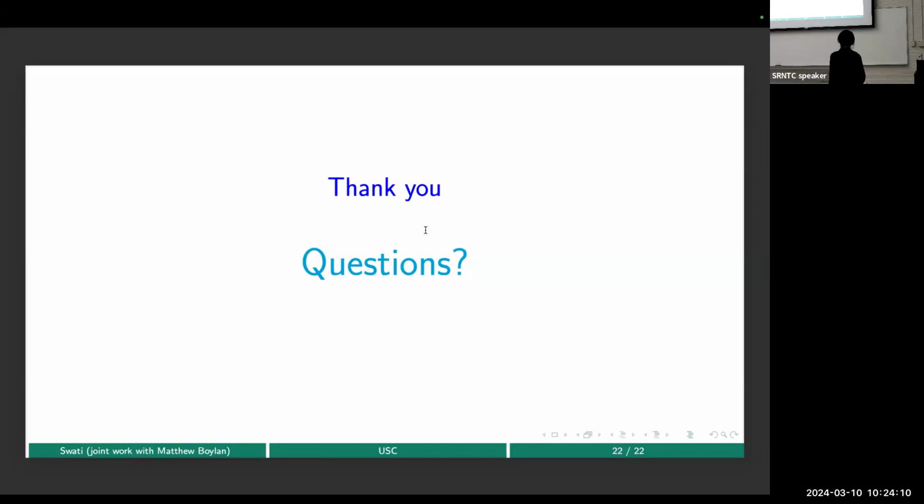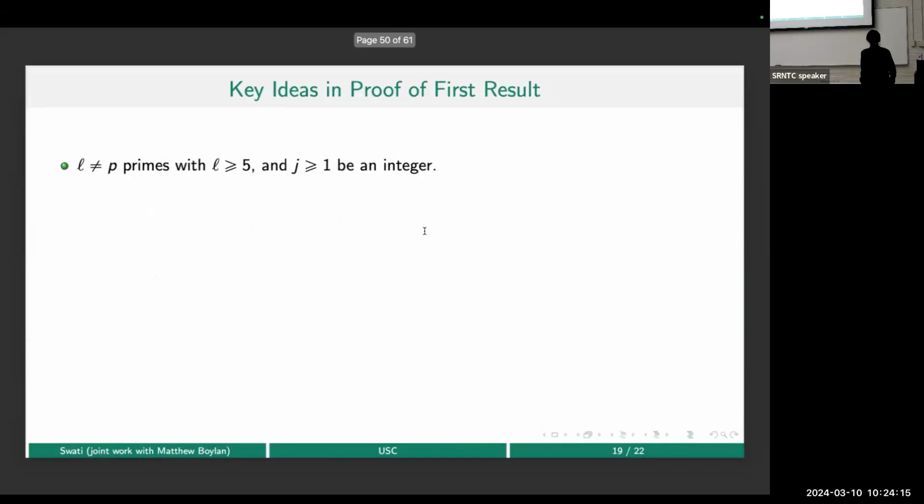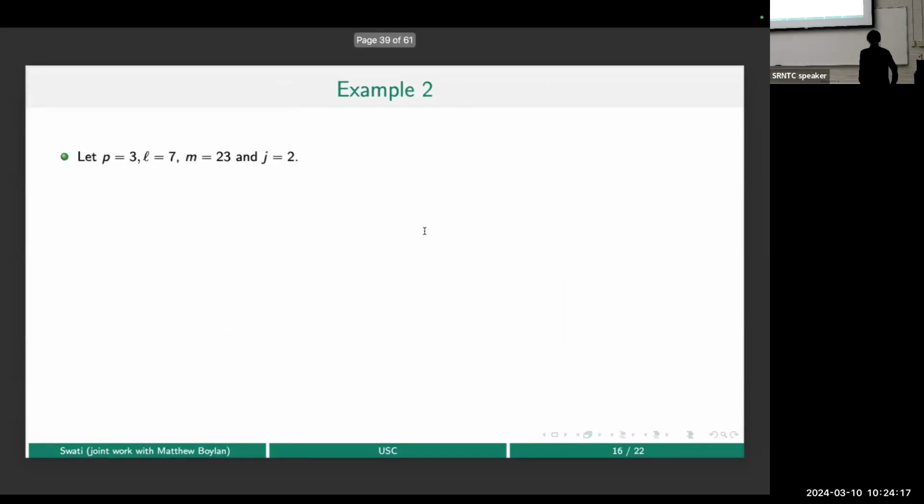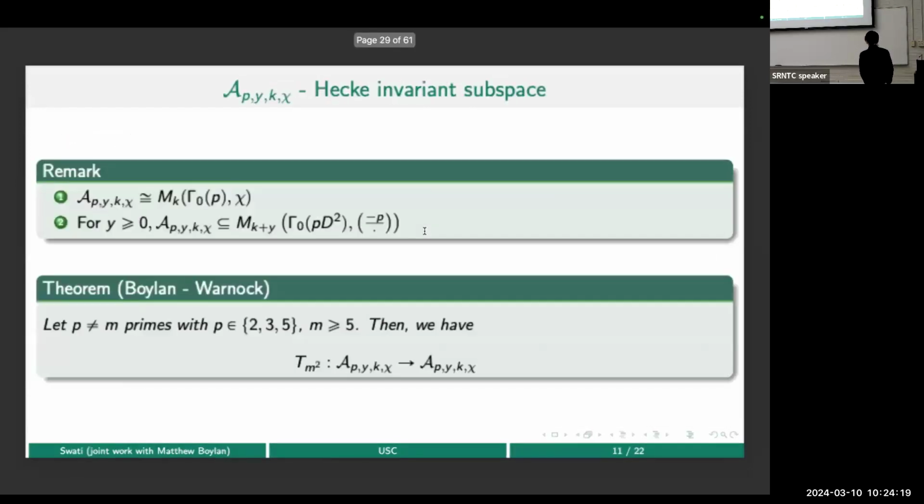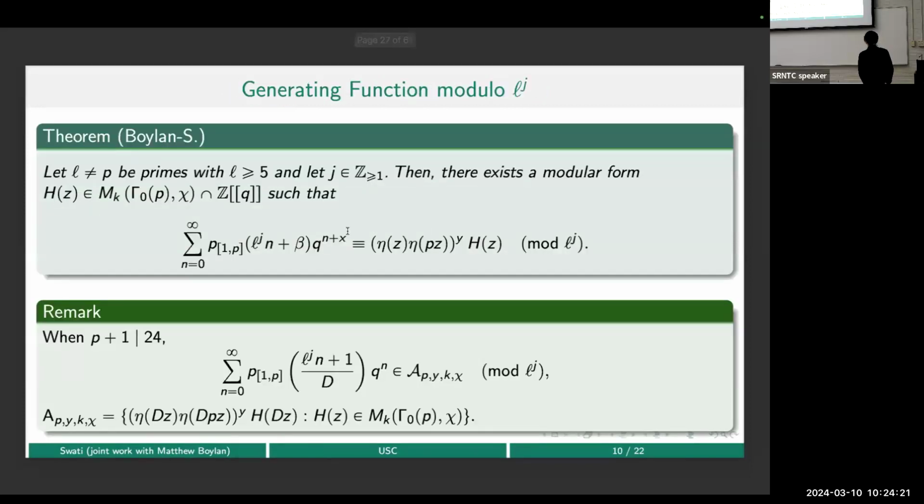I just had a question on slide 10. There was an x in the exponent of q. I wanted to know what that relied on, q to the n plus x.